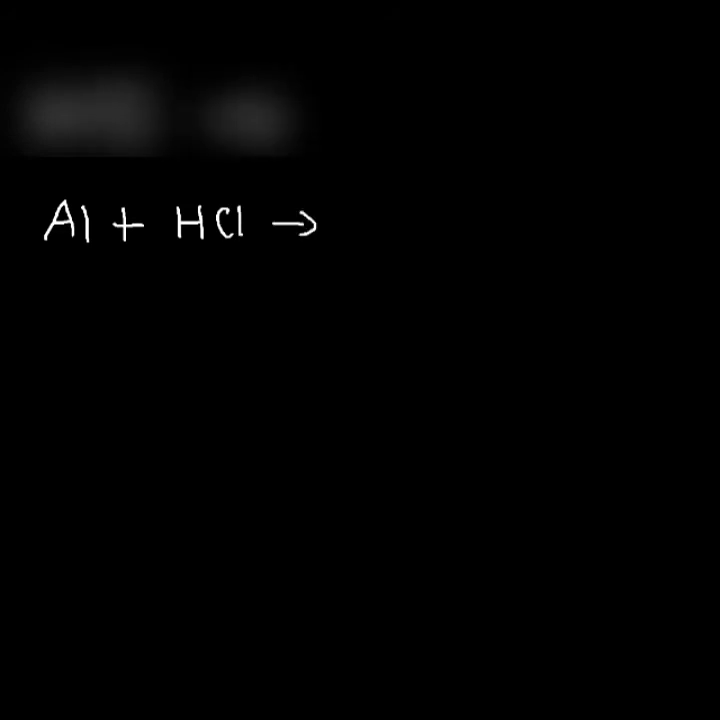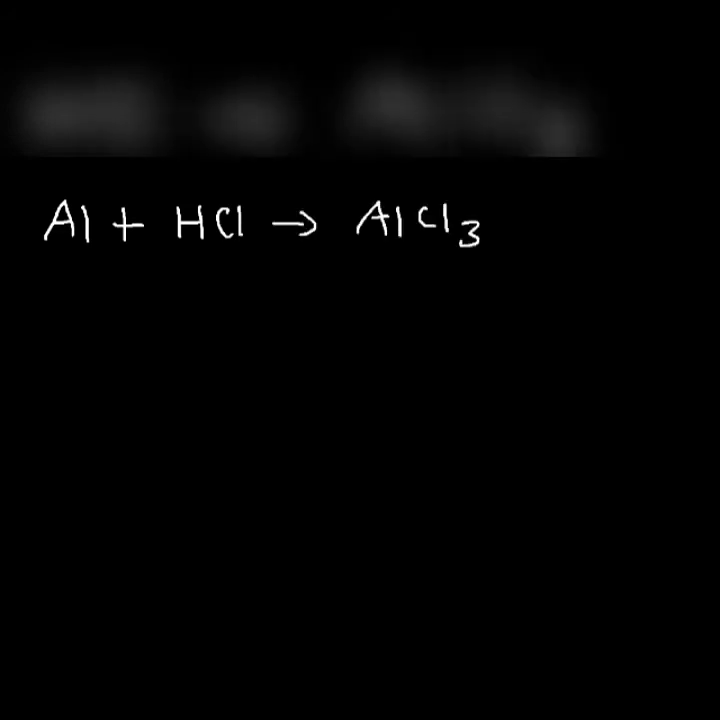Let's try this one. Aluminum plus hydrochloric acid produces aluminum chloride and hydrogen gas. So feel free to pause the video and work out this problem. Let's begin by balancing the number of chlorine atoms. We have 3 chlorine atoms on the right side and only 1 on the left side. So our natural inclination is to put a 3 in front of HCl.